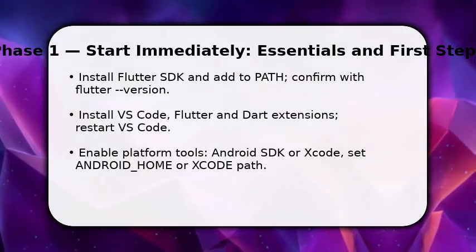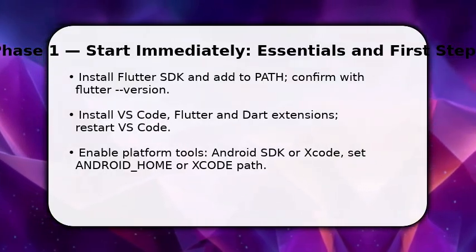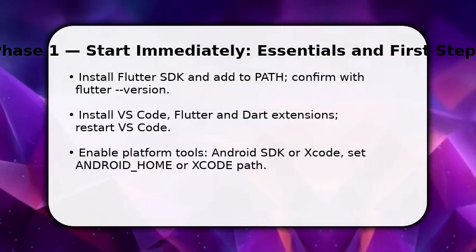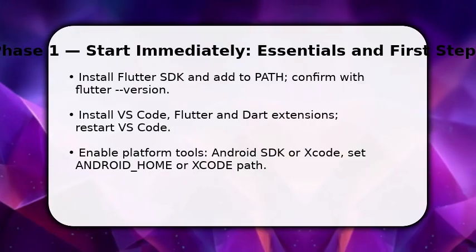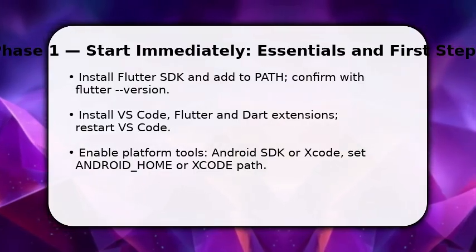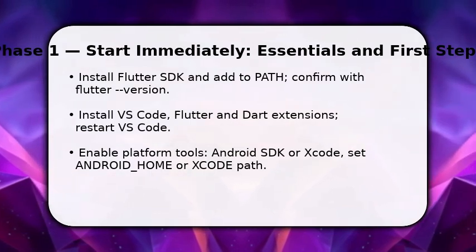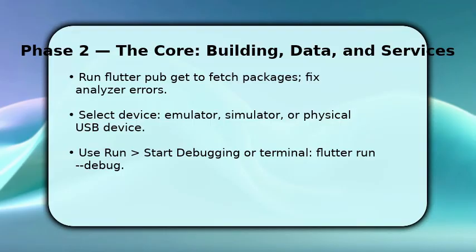Next, prepare platform tools. Install Android SDK or Xcode and set Android Home or Xcode path. Once done, open your project folder in VS Code. Make sure you choose the correct device in the lower right status bar before proceeding to build. Now you move into the detailed execution steps.